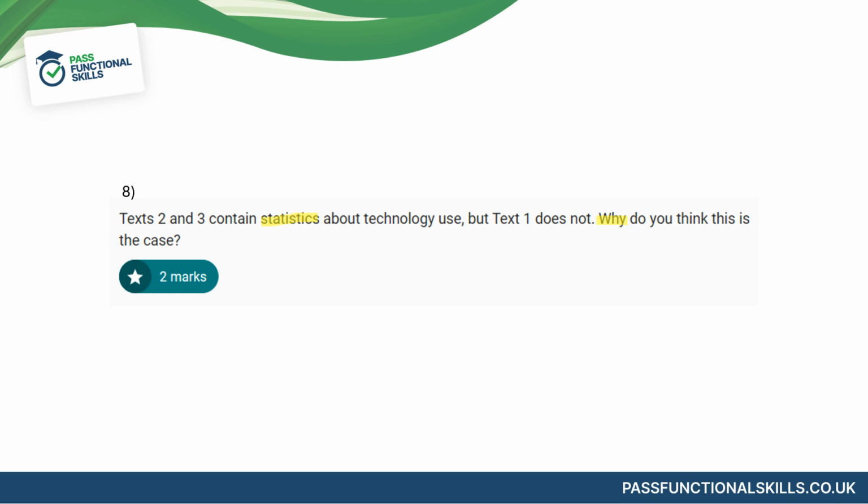So a good place to start with a question like this is thinking about why a text might want to use statistics and why it might be easier for some texts to use statistics than others. Notice that it's 2 marks, so we need to give 2 reasons as to why we think this is the case. Now, we can use all 3 texts to explain this. So we might want to give one reason why text 2 and 3 contain lots of statistics, and then we might want to give another reason as to why text 1 doesn't contain statistics, and that's going to help you to be able to give 2 reasons for this question.